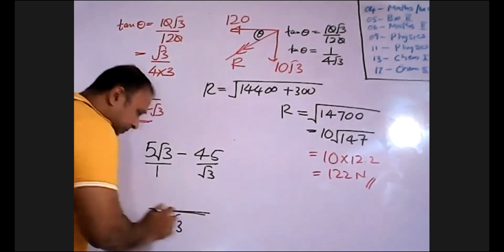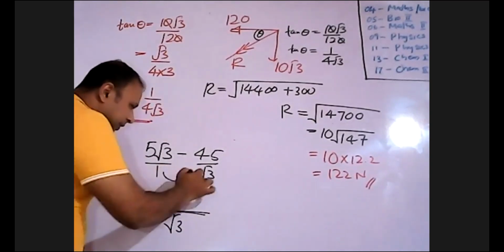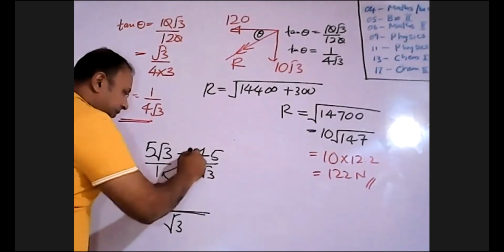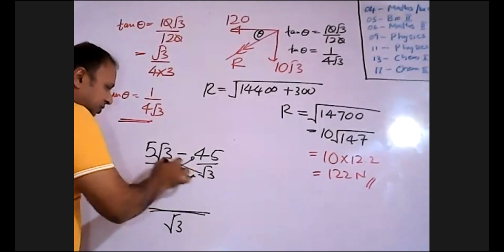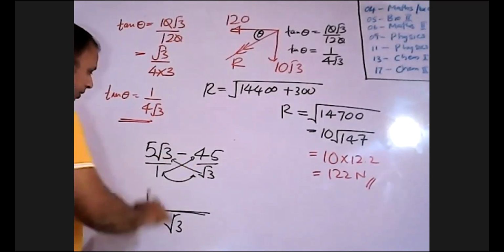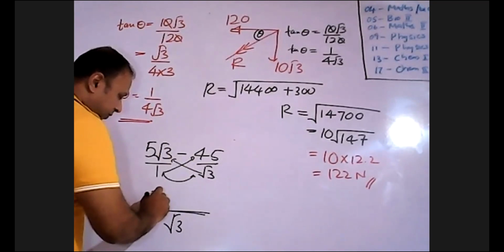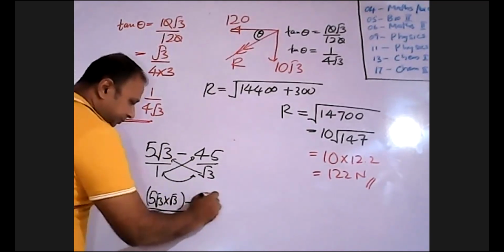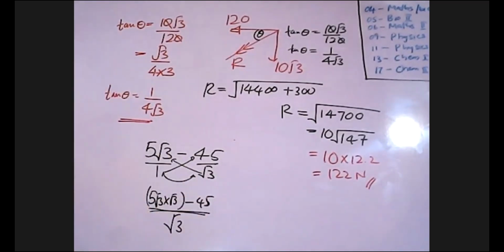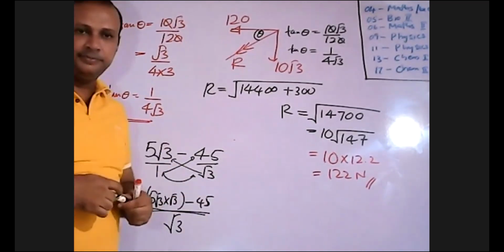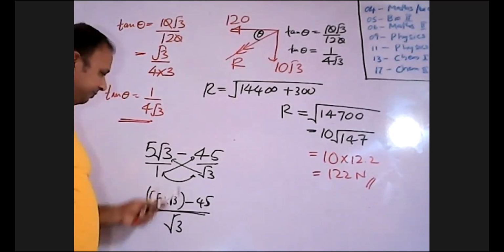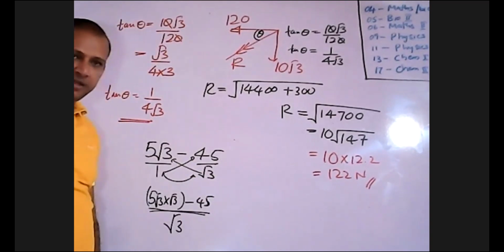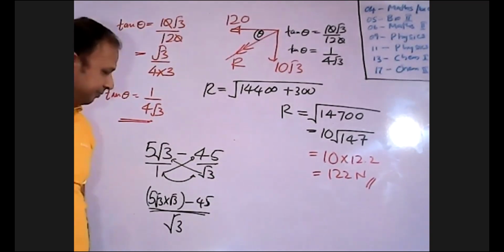How to take the common denominator? You have to multiply this one, and it will be root 3. Then you multiply this one by 45 and this one by root 3. So, 5 into root 3 into root 3 minus 45. That is how we subtract the fraction. This is a fraction. Minus is in the numerator, not the denominator.